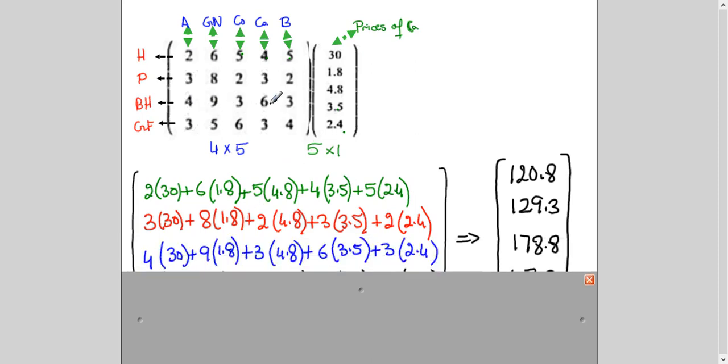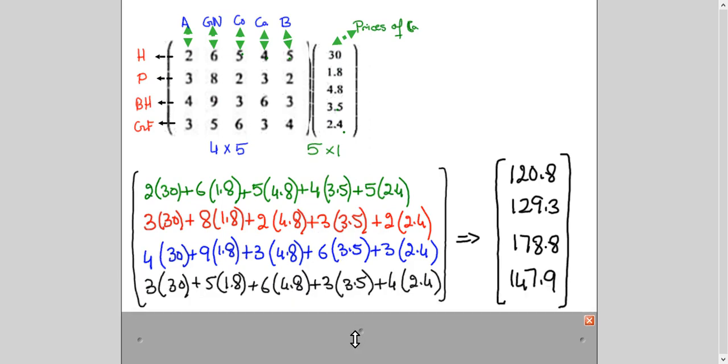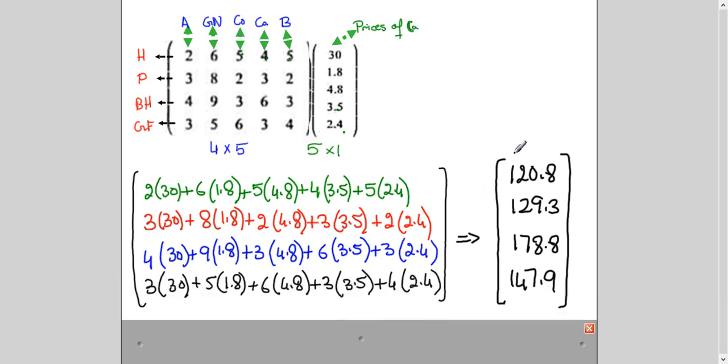Then third row with first column, because there is only 1 column, so each row will be multiplied by these columns, this column 1 by 1. So after that you will add up. So this is the price of 1 hamper of happiness. This is the price of hamper of prosperity. This is the price of bumper harvest, 1 hamper only, 1 gift pack.